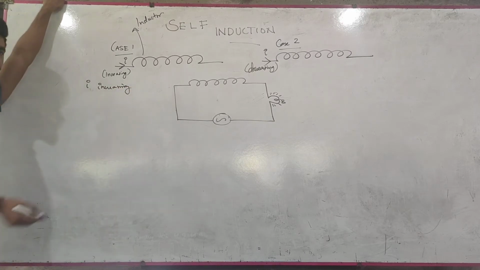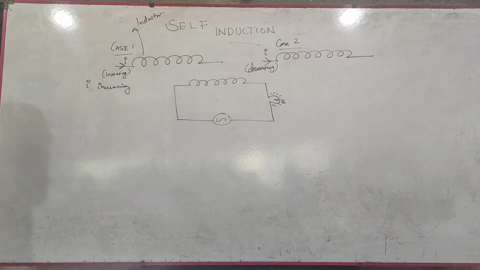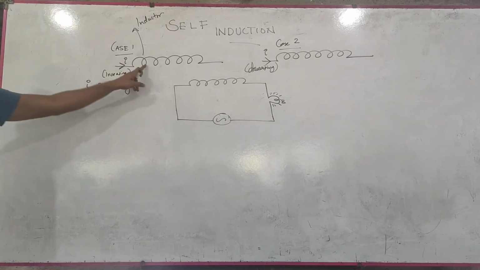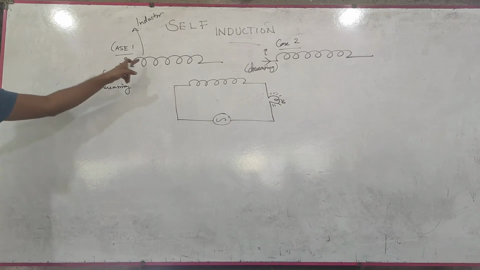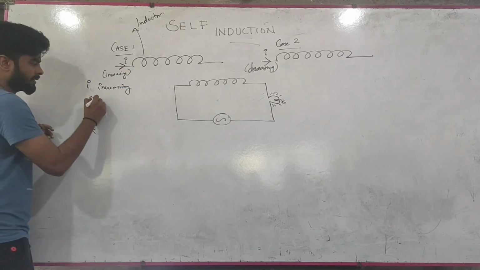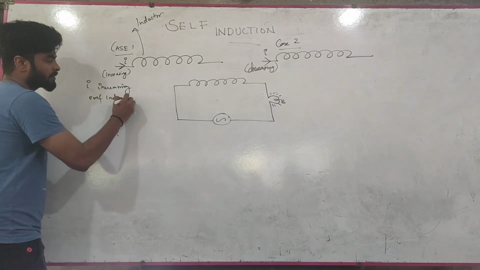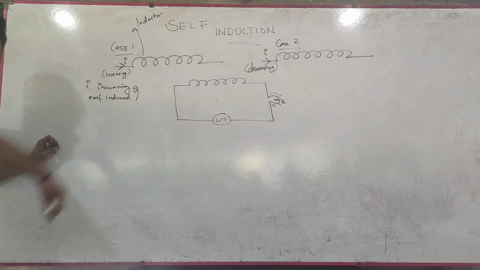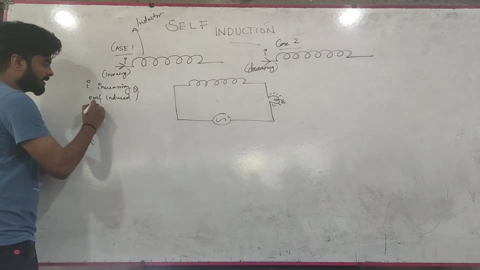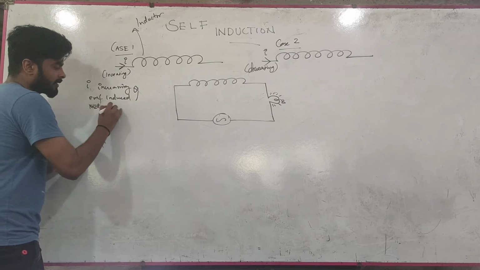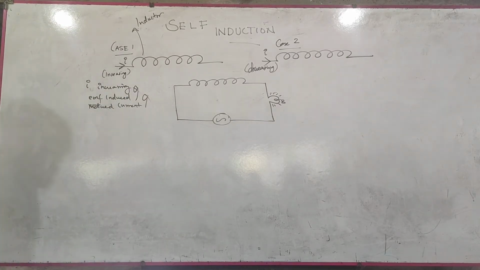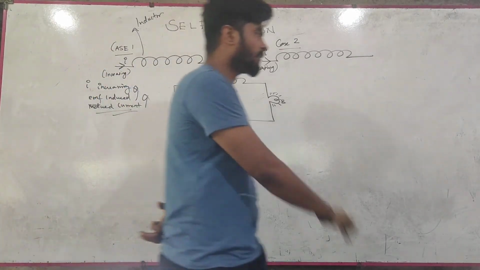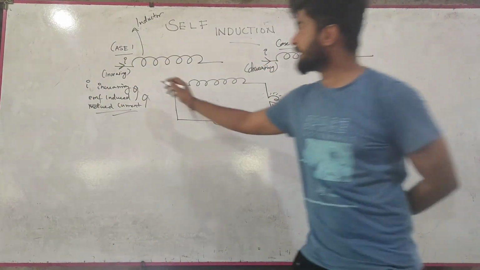So, if current is increasing, magnetic field will be increasing. Magnetic flux will be increasing. Therefore, there will be an EMF induced, which will be increasing, right? And there will be an induced current, which will be an increasing current, right? So, this induced current will oppose the increasing current.